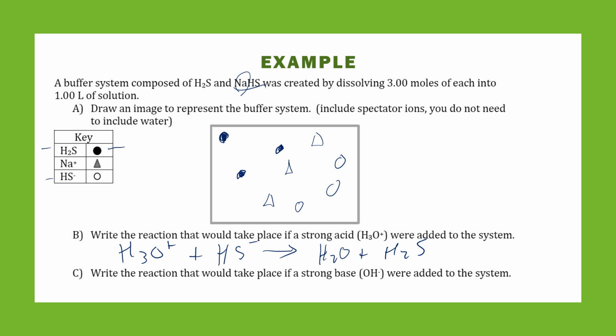Now it says to write the reaction that would take place if a strong base were added to the system. If a strong base was added, it's going to react with the part of the buffer solution that is an acid, which is the H2S, to form water and HS negative. So in both of these scenarios, when you're adding a strong acid or a strong base, it's neutralizing that acid or base that's being added to keep the pH constant.